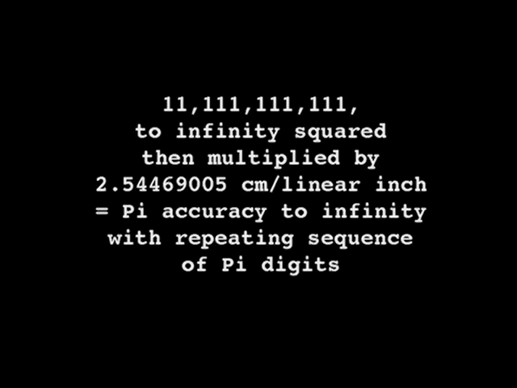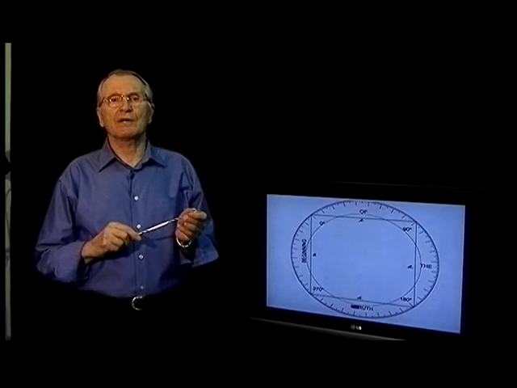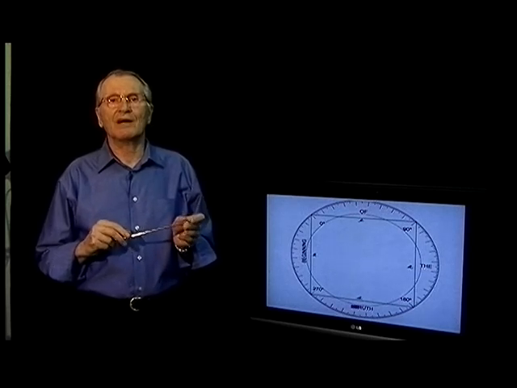So if we write down 11, 111, 111 to infinity squared, then multiplied by 2.54469005 centimeter per linear inch, we have pi accuracy to infinity with repeating sequence of pi digits. The reason I use a standard computer calculator instead of symbolic calculator is because a symbolic calculator is for higher education, whereas a standard calculator is for elementary school.